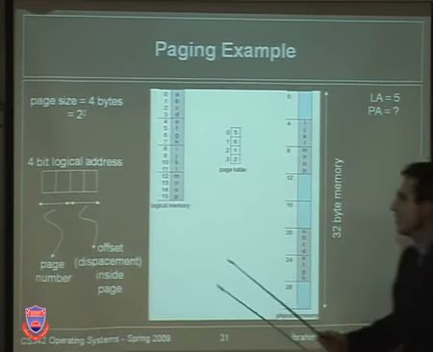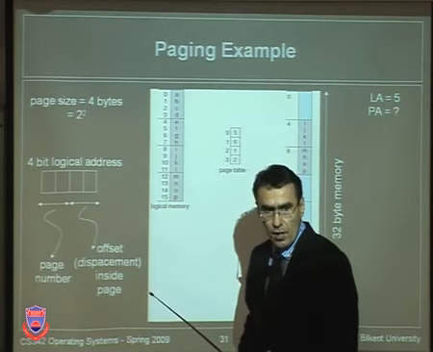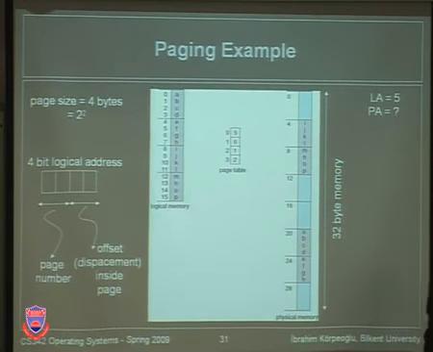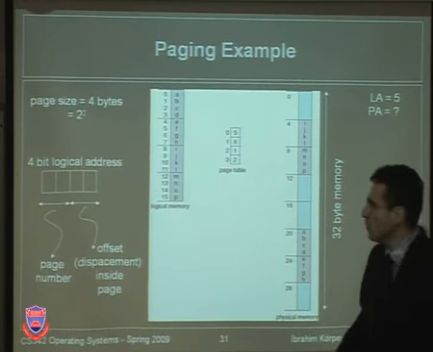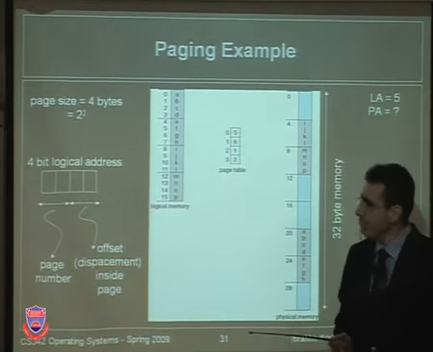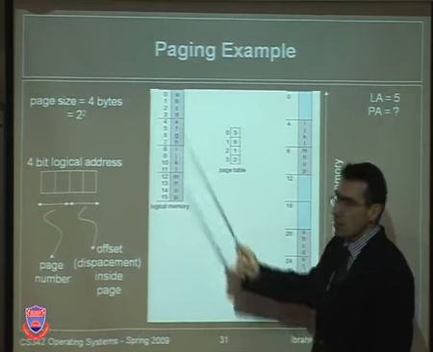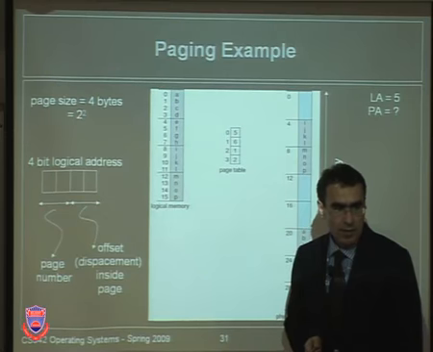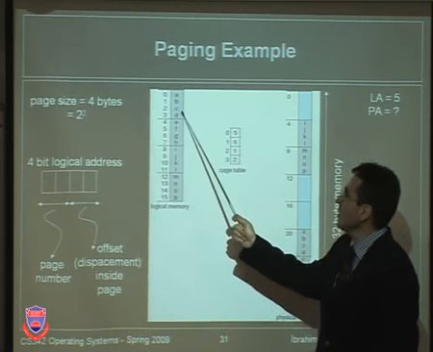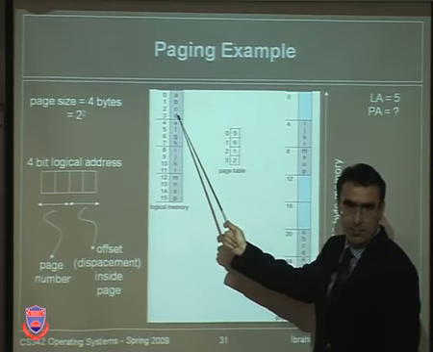So let's do an example. We have 16 bytes here. How many bits are required to address 16 bytes? 4, right? So 4-bit logical addresses are enough to address this logical memory. So then, how many bytes is each page here? Each page is 4 bytes. How many bits are required to address the bytes in a page? 2 to the 2.